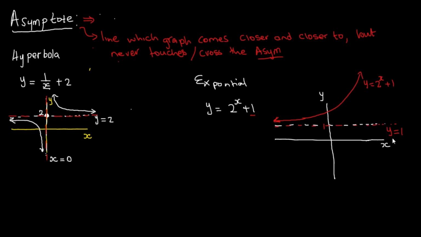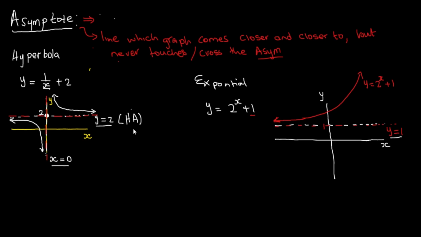So the asymptote here is y is equal to 1. And on this side, the asymptote is y is equal to 2 and x is equal to 0. So to conclude this, for a hyperbola, we'll have two asymptotes, the vertical and the horizontal. So this is the horizontal asymptote.